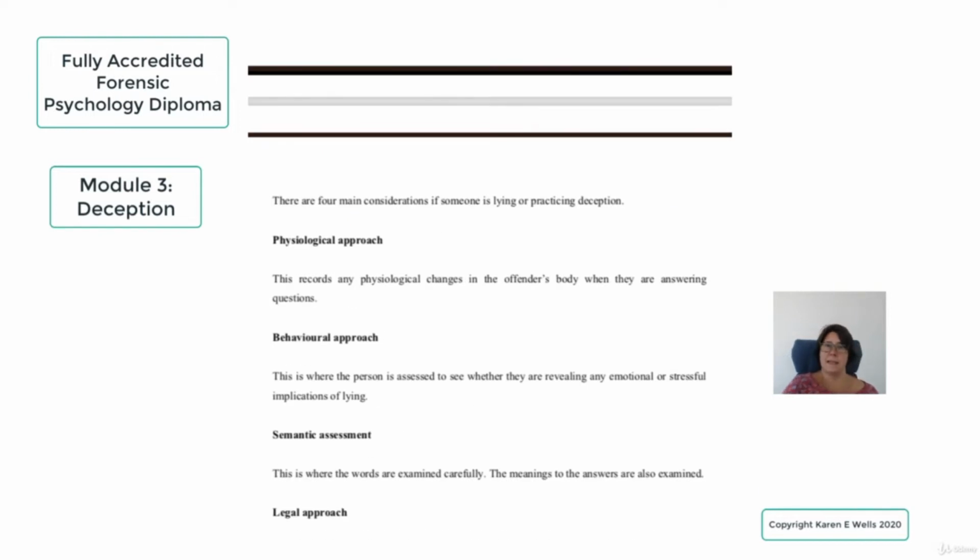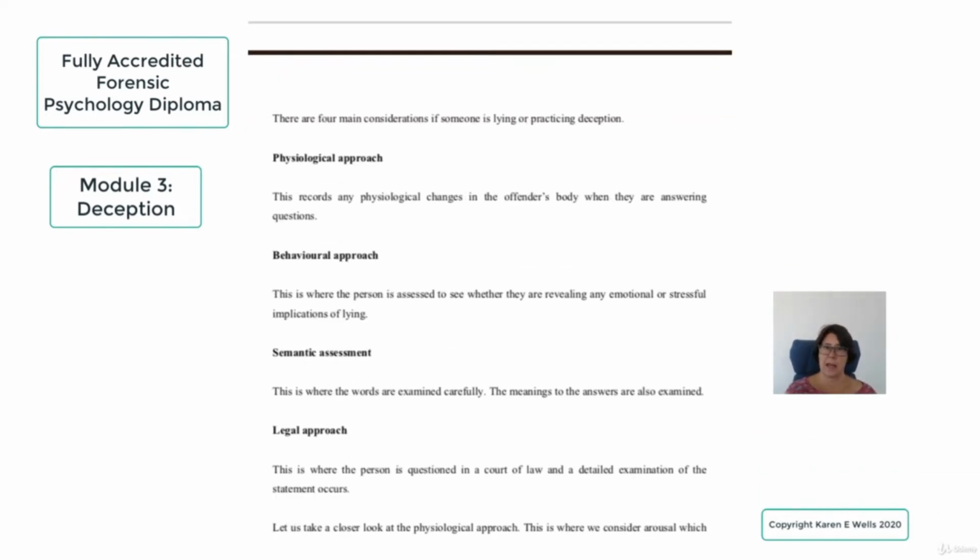There are four main considerations if somebody is lying or practicing deception. The first is a psychological approach. This is recording any psychological changes in the offender's body when they're answering questions, so it's looking a little bit at body language. The second is the behavioural approach. This is where the person is assessed to see whether they're revealing any emotional or stressful implications of lying. The third is semantic assessment. This is where somebody's words are examined very carefully, and the meaning of the answers is also examined. The fourth is the legal approach, where the person is questioned in a court of law and a detailed examination of that statement occurs.